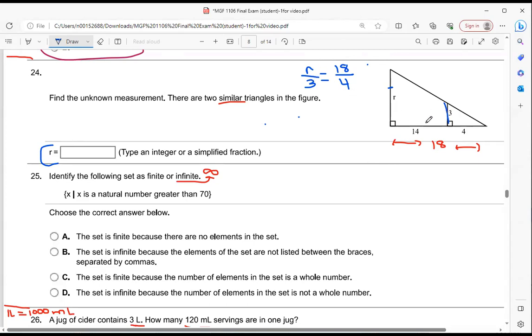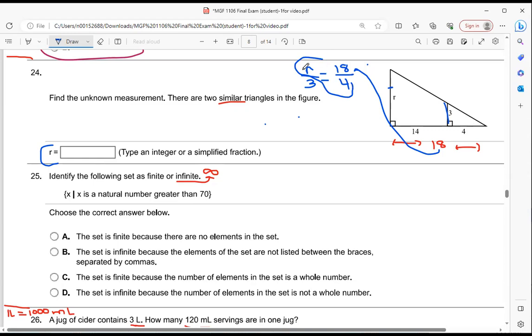And then we compared the sides of the triangle. So we said this side, which makes our base, and then the height right here of the big triangle, you have to add 14 plus 4. So that height of the big triangle is 18. And then the height of the smaller triangle is 4. We're going to cross multiply here to solve.